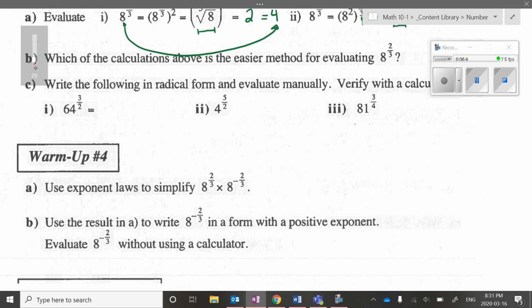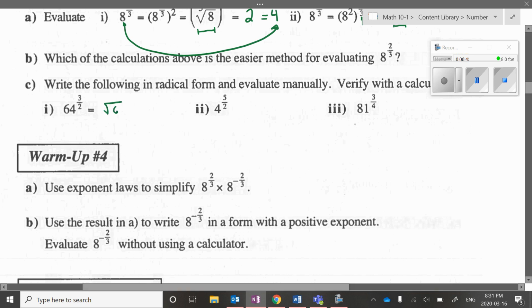Okay, so let's look at 64. I could rewrite this as the square root of 64, that answer, cubed. Well, the square root of 64 is 8. 8 cubed, I do not expect you guys to know this without a calculator, but it is 512. This next one, the square root of 4, because of the 2, all to the power of 5. Square root of 4 is 2. 2 to the power of 5 is 32.